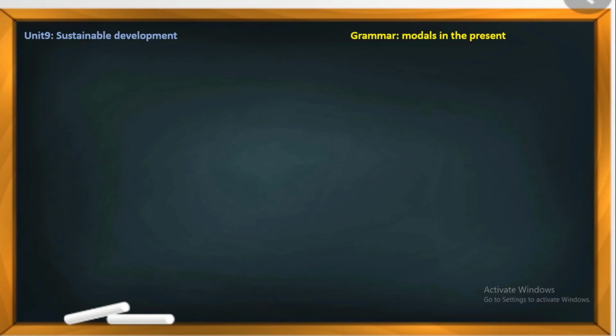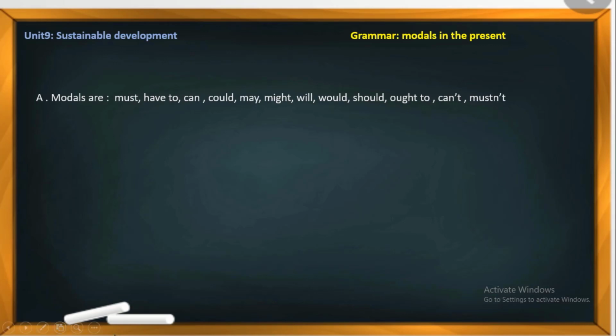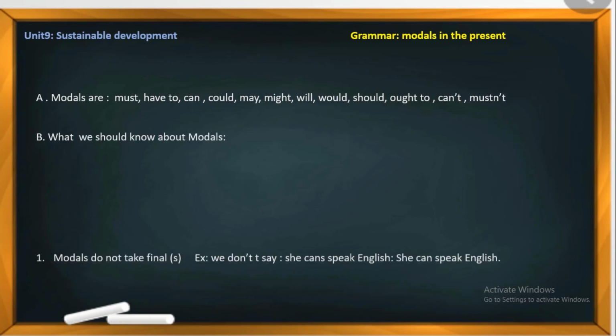The first question is, what are modals? What is meant by modals? They are words. Modals are words such as must, have to, can, could, might, will, would, should, and so on and so forth. They can take affirmative form or negative form. Great. Now, what should we know about modals?